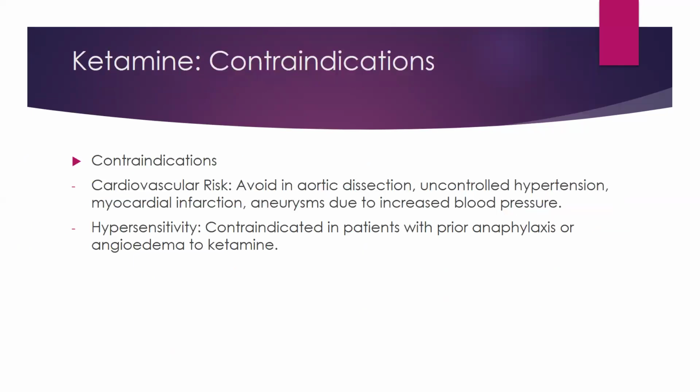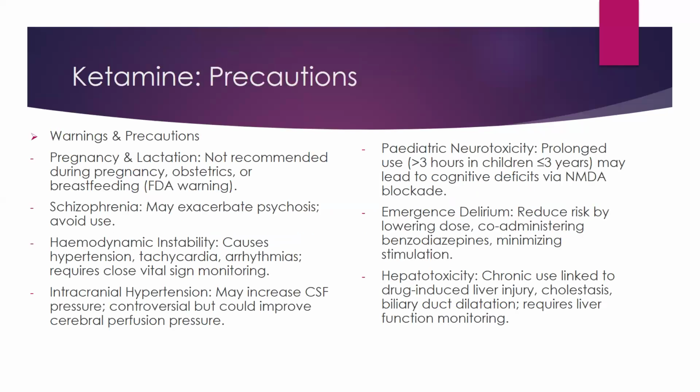So contraindications: when should you not use ketamine? Patients with aortic dissection, uncontrolled hypertension, MI, or aneurysms, due to increased blood pressure. Patients who have hypersensitivity to ketamine, maybe with prior anaphylaxis and edema to ketamine, we should avoid the use of ketamine in these patients.